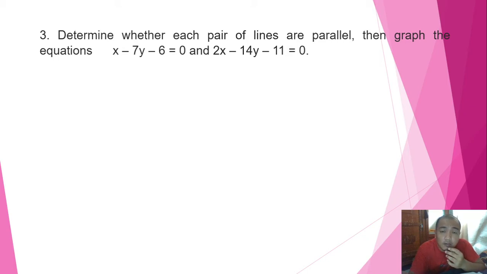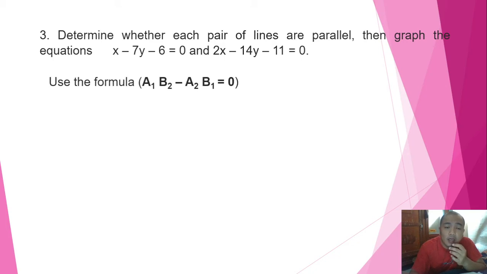Okay, how can we determine if these two lines are parallel? Method 1, solve their slopes. If their slopes are equal, then they are parallel. And there is another way to determine whether these two lines are parallel or not, using the formula a sub 1 b sub 2 minus a sub 2 b sub 1 equals 0. This is the formula that we have derived a while back. This is to determine whether two lines are parallel or not.